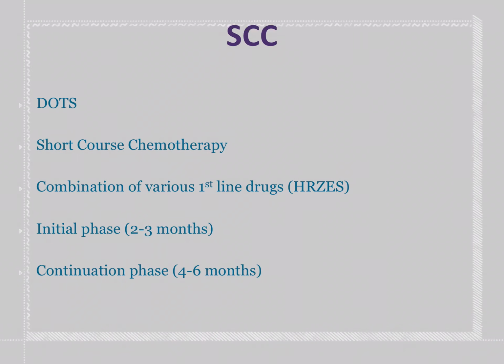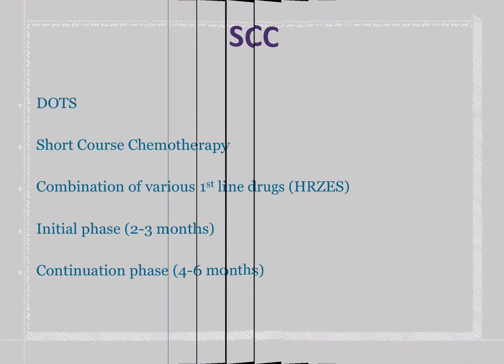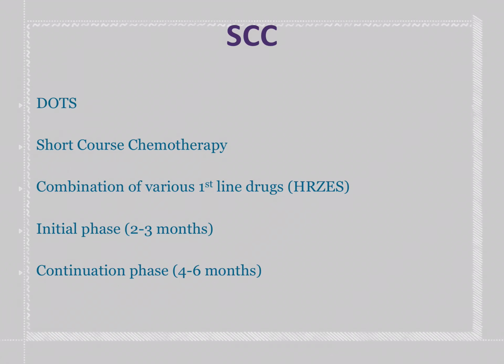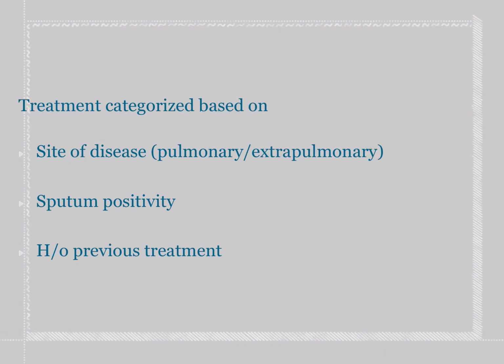So, how is a patient going to be treated? The patient is going to be categorized into drug sensitive, multi-drug resistant or XDR. These are the major categories which are involved. So, patient comes to us. First, let's learn about what happens if a patient is drug sensitive, meaning he is not resistant to any of the first line drugs. So we start him on short course chemotherapy.